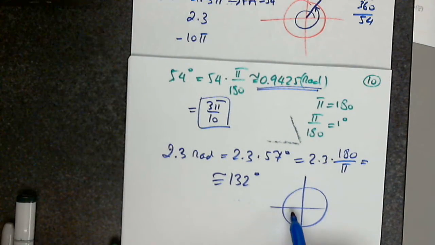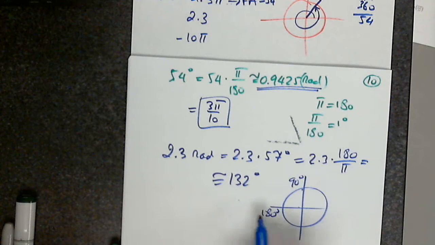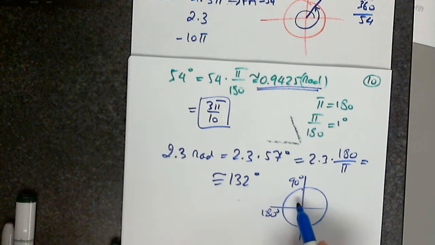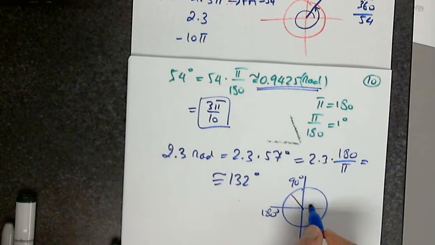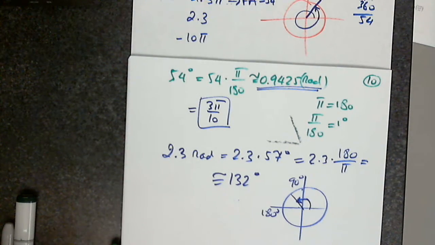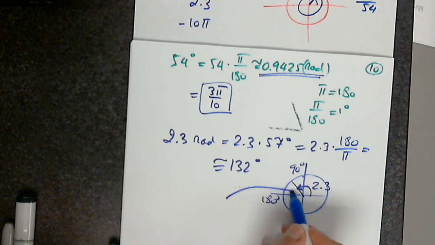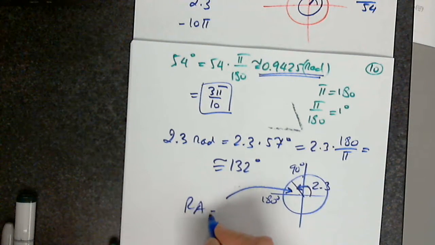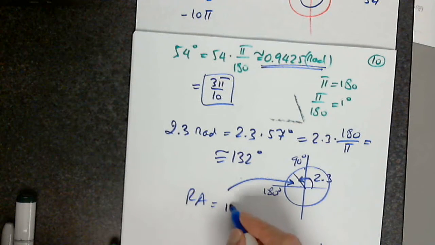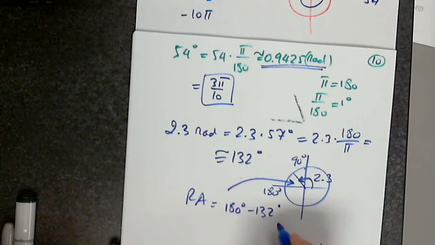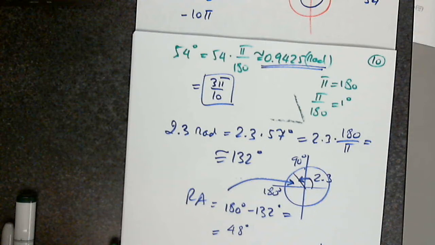So 132, this is 90 degrees right here, right? This is 180 degrees, this is 90 degrees, and 132 is 40 more, so something like this. So this is the angle of 2.3 radians. Now, this is its RA, which is 180 degrees minus 132 degrees, which is, what, 48, approximately.